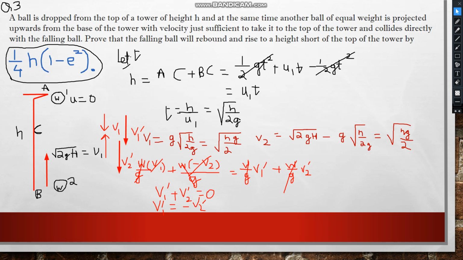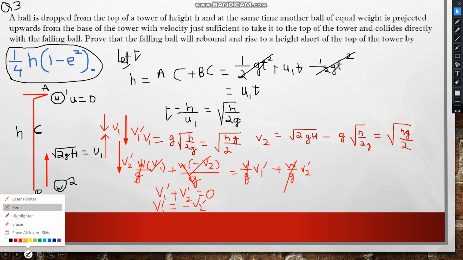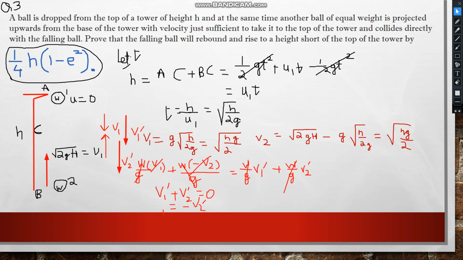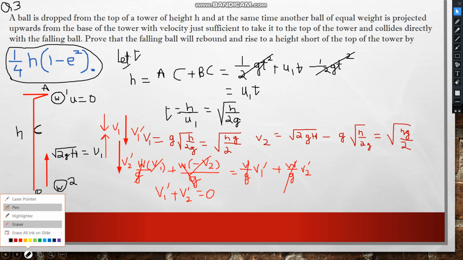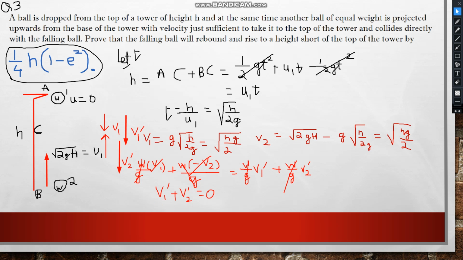No need of this statement. This will create nothing but confusion only. I am rubbing this statement. We don't know anything about v1 dash and v2 dash's direction, so we are just pondering what to be done.